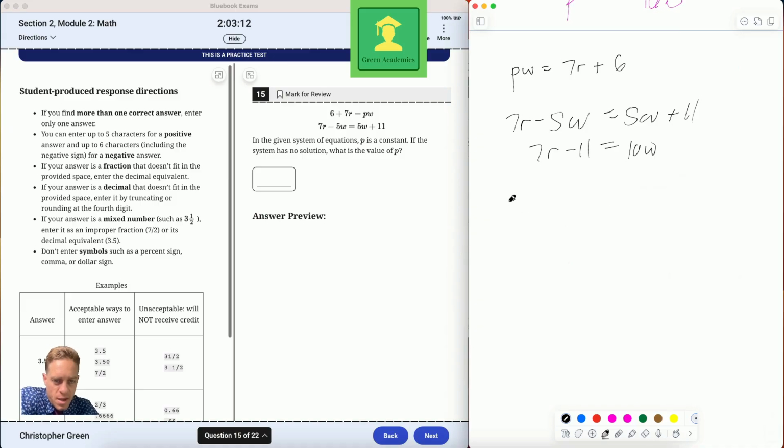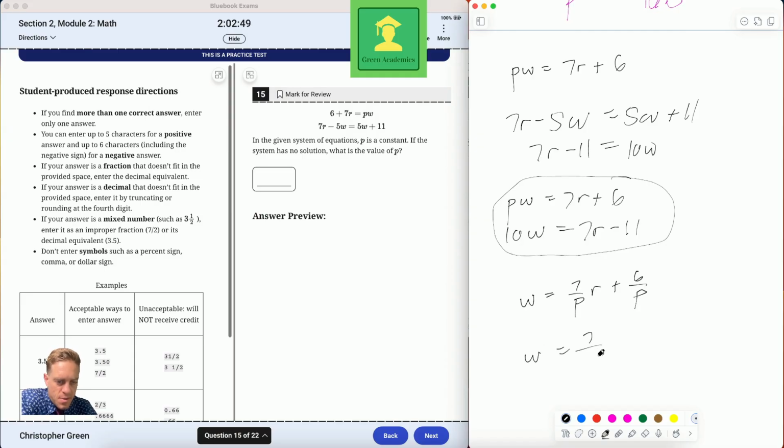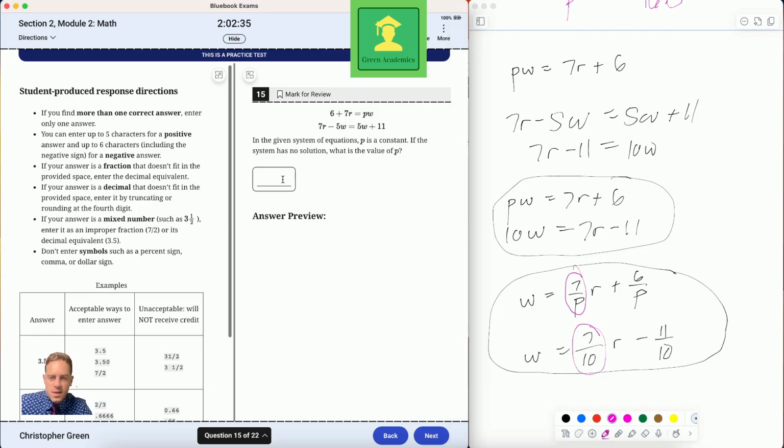So now this is the system I'm working with. Now I'm going to solve them both for w by itself. So w is 7 over p r plus 6 over p. And then w is 7 over 10 r minus 11 over 10. If this is a linear system with no solution, then they must have the same slope. So this must be this, which of course means that p is 10.